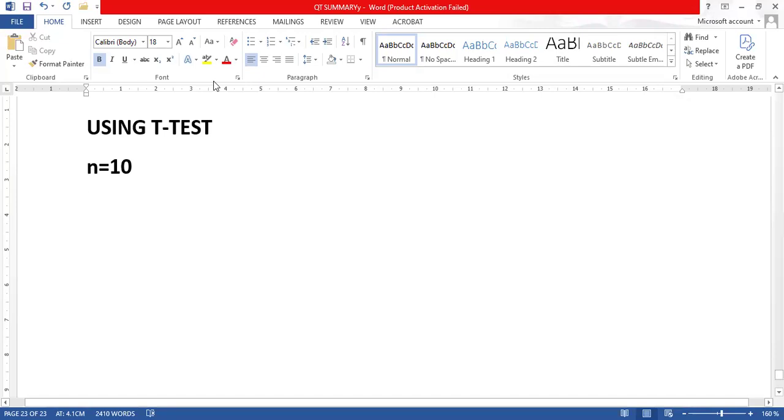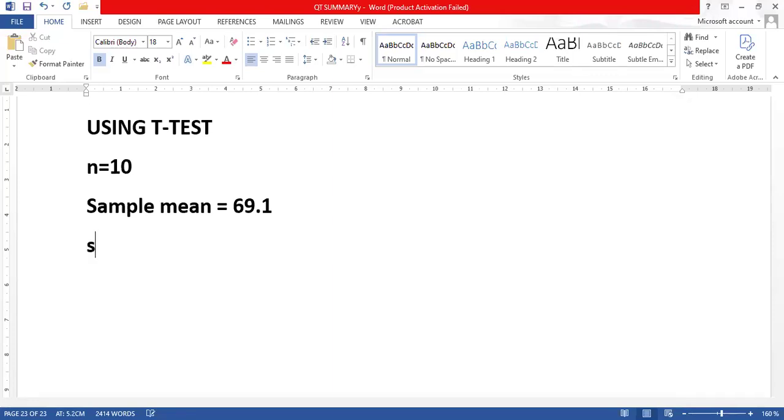Sample size is 10. Then we have mean. What is our mean? Sample mean. Sample mean from this question is what? When you look at our sample mean from this question, our sample mean is 69.1. That is sample mean.